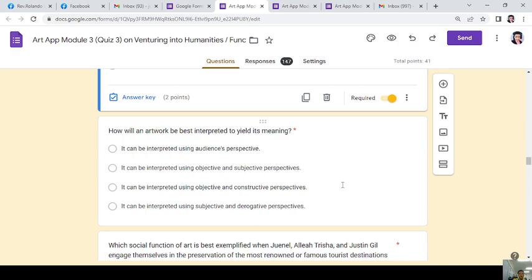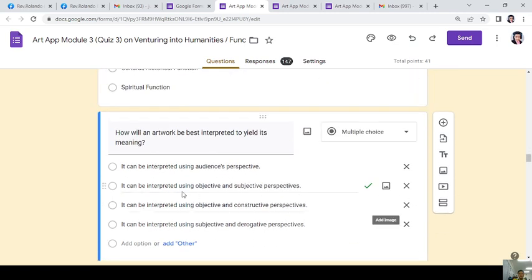Next, how will an artwork be best interpreted to yield its meaning? It can be best interpreted, okay, using objective and subjective perspective. No, both objective and subjective.